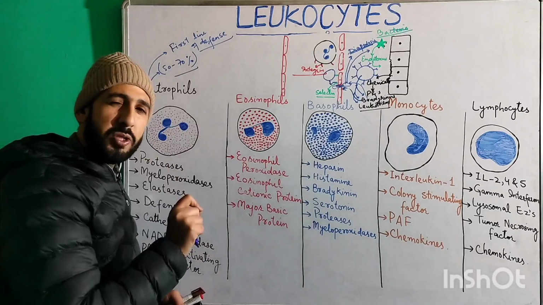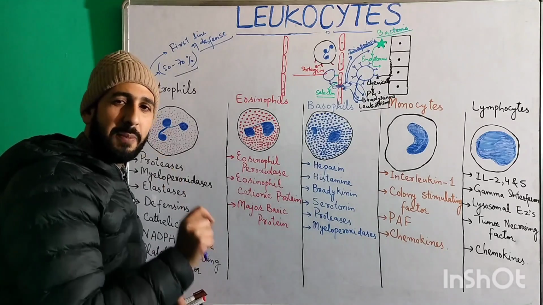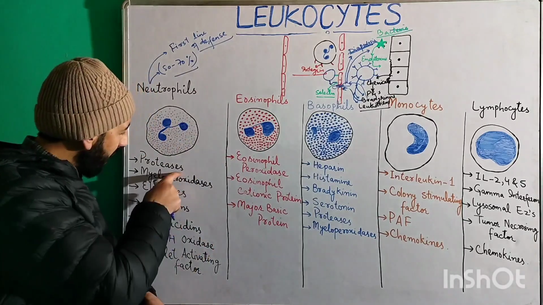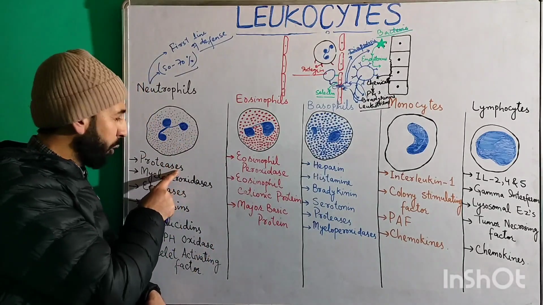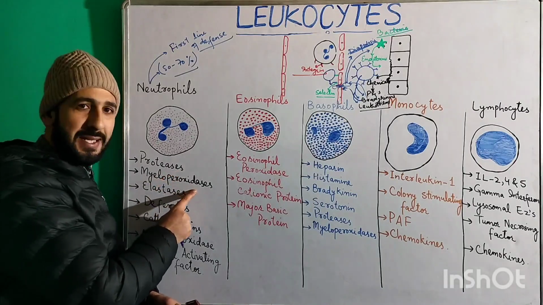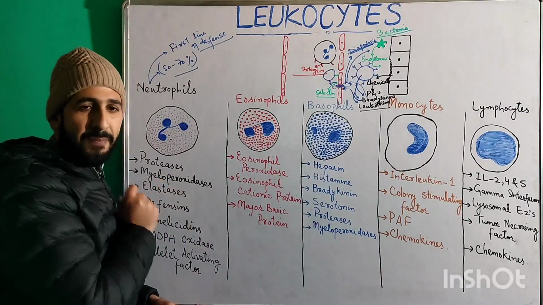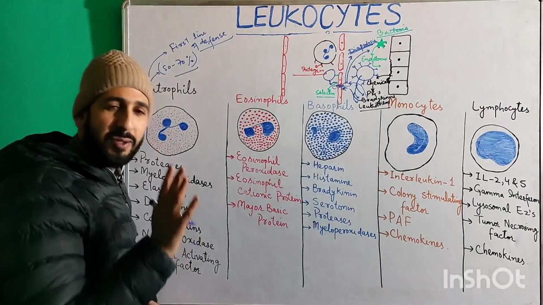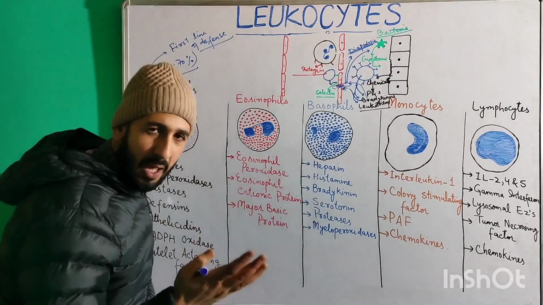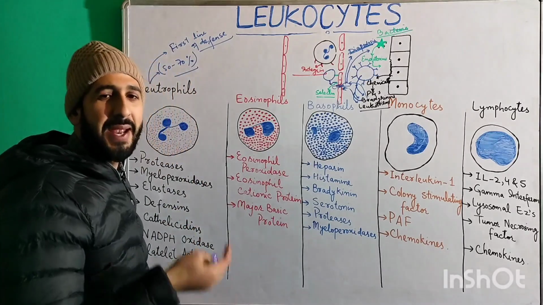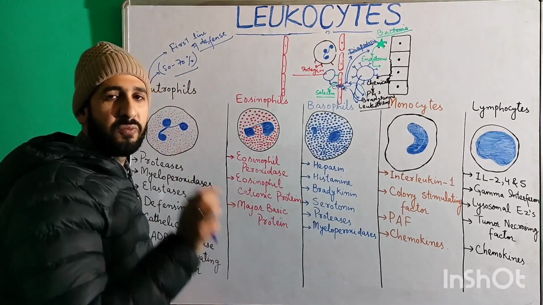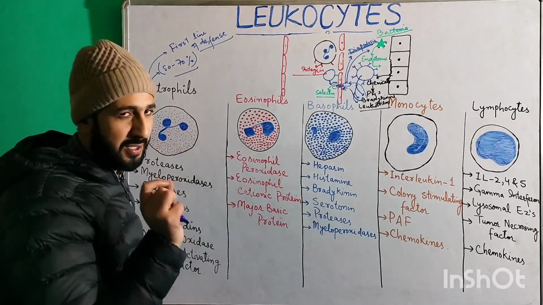Now, what are the materials present in the granules of the neutrophils that are secreted? The first thing is proteases, definitely enzymes, myeloperoxidases and elastases. These three things present in the granules of the neutrophils are actually enzymes, and these enzymes are very important for the destruction of microorganisms.